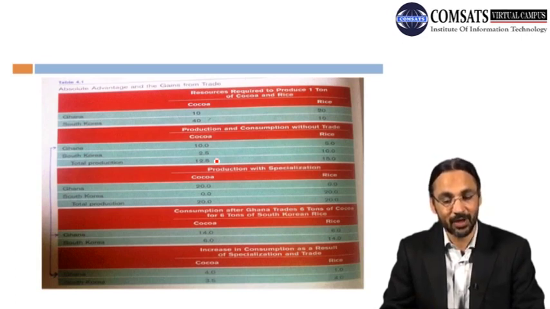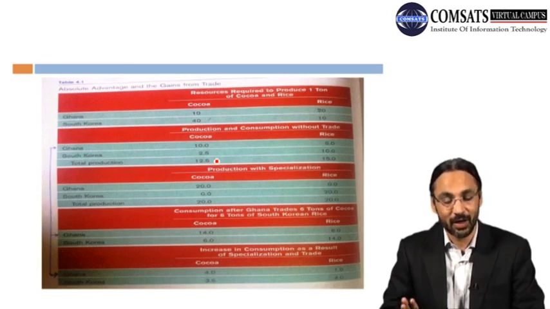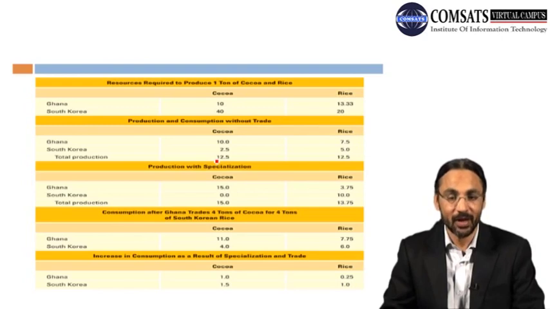In terms of the increase in consumption as a result of specialization, because of this trade, they got extra. Ghana is getting 4 tons of cocoa extra, and South Korea 3.5 tons of cocoa. On the other hand, Ghana is getting an extra 1 ton of rice, and South Korea 4 tons of rice. This was the example of cocoa and rice, with the example of absolute comparative advantage.